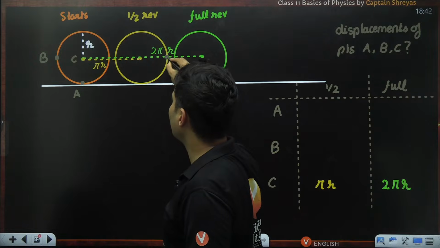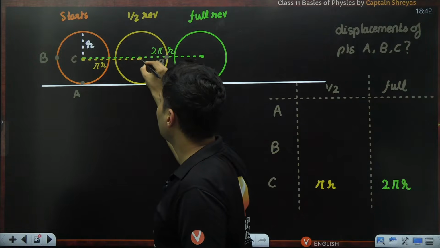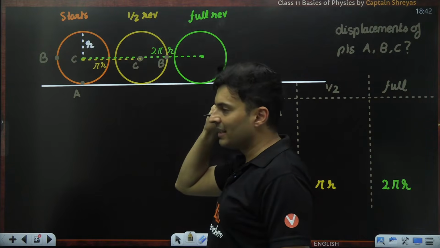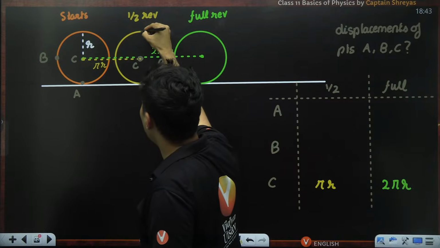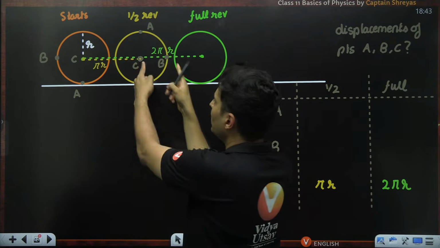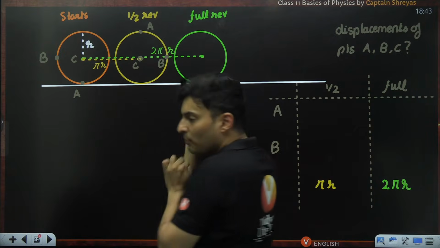So won't it be here, guys? Won't this point B be exactly over here? Point C would be here, exactly on the opposite side. And point A would have come over here. So can you now think how much is the displacement of point B?